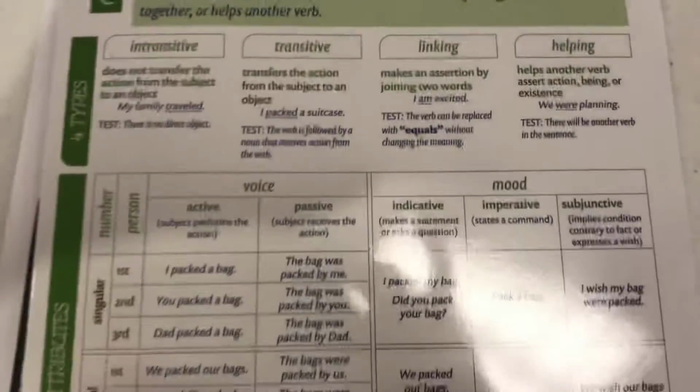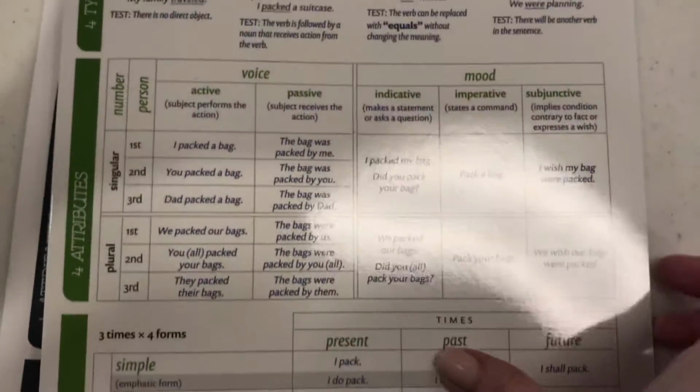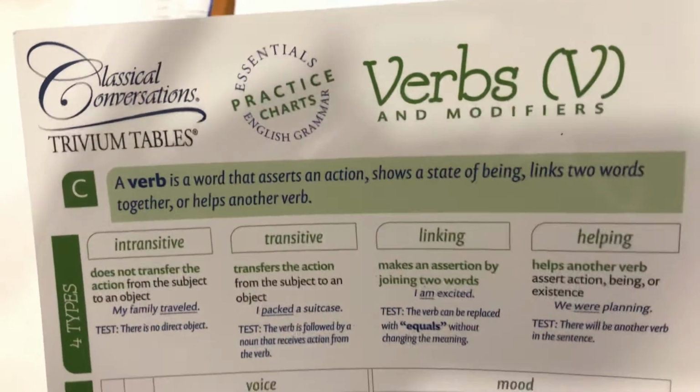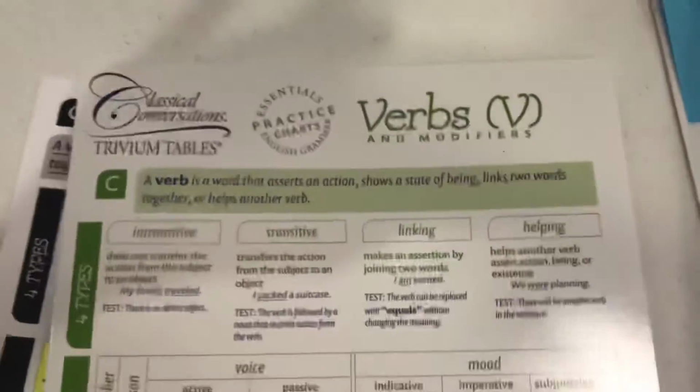And then the chart goes on so forth. So as much as you can get to would be great. First years really focus on the definition, and the 4 types are super important. As we're going to start diagramming sentences, those will come in really handy. So Chart C, and then we also went over Chart D.